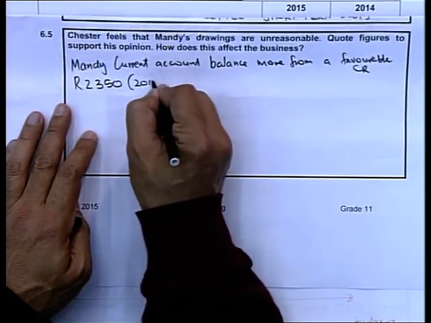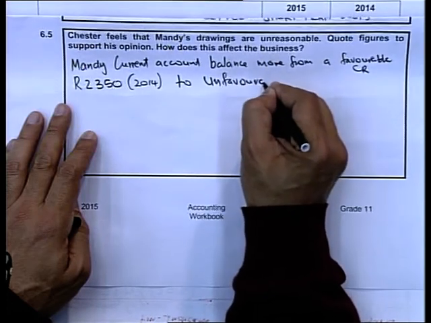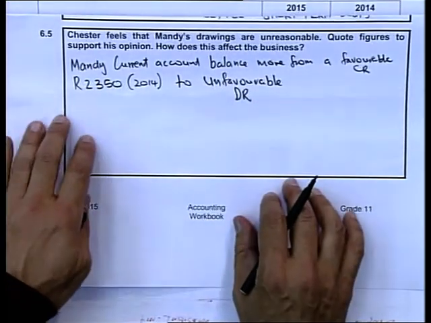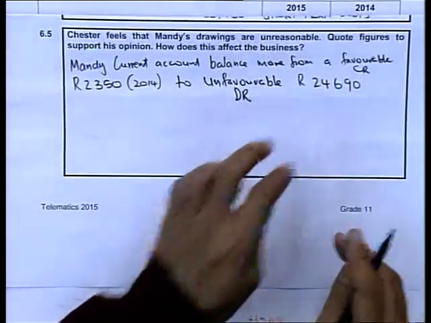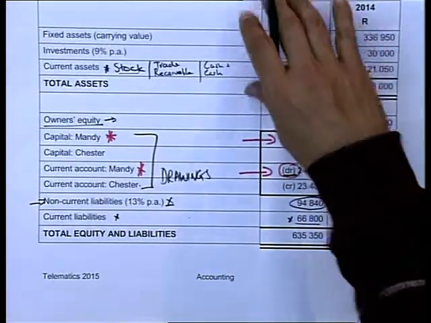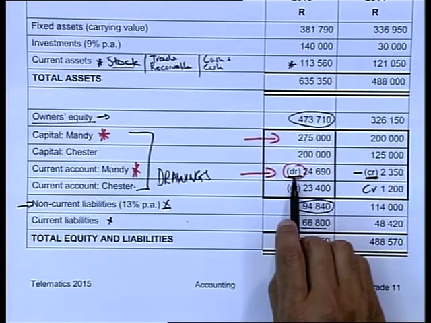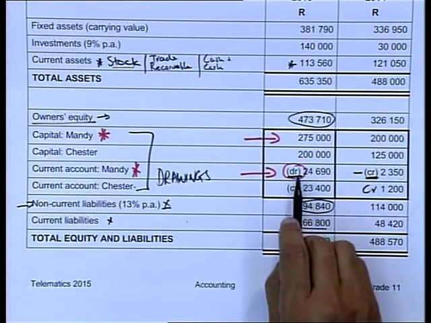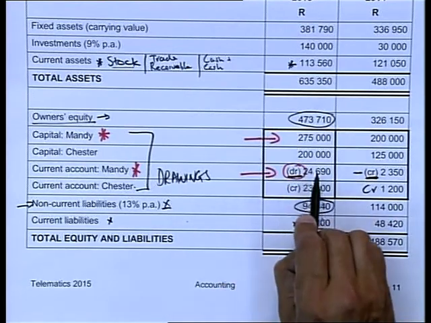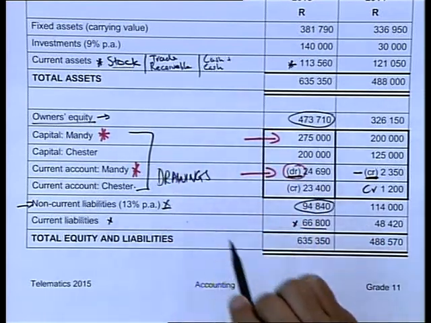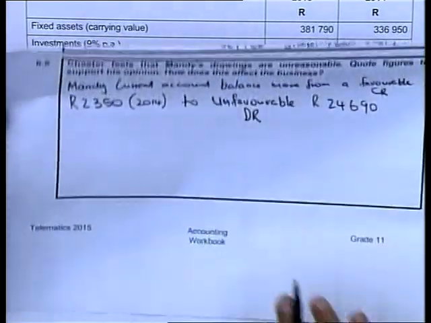Moved from a favorable 2,350, it was in 2014, right? To an unfavorable 24,690. So where did I see that in the information? Oops, that's just here below. Here we go. But it was a favorable 2,350, and it went to an unfavorable of 24,690, meaning that in 2015, she's actually withdrawing more money than what she is earning. That's why it has a debit. And in fact, she withdrew everything and 24,690 more than what she was earning. Okay, so it moves from a favorable credit to an unfavorable debit of 24,690. Right?